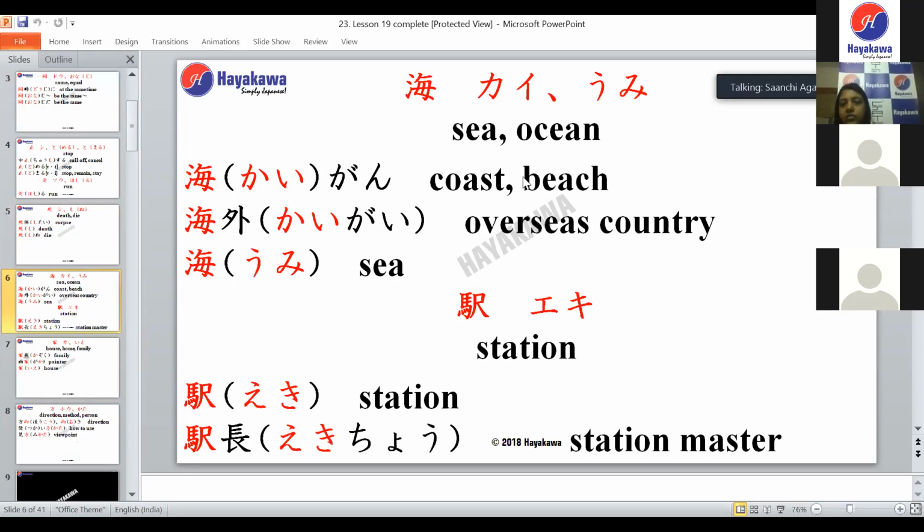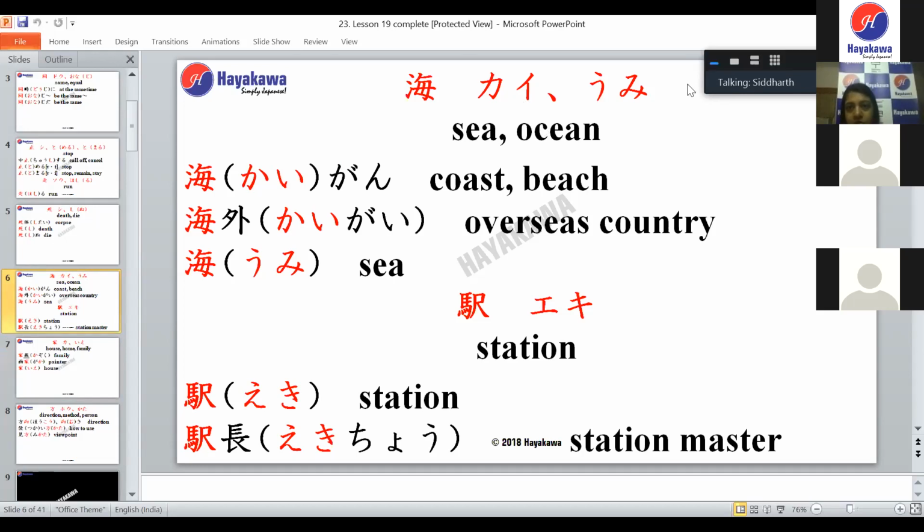So the next kanji that we have is the kanji for the sea or the ocean. It has the readings of kai, umi, which means sea or ocean. You have a few words associated with it. The first word is kaigan. And why is kai given in katakana? Kai is an onyomi, so that's why on top it's given in katakana.